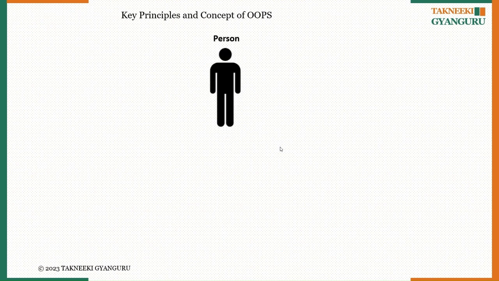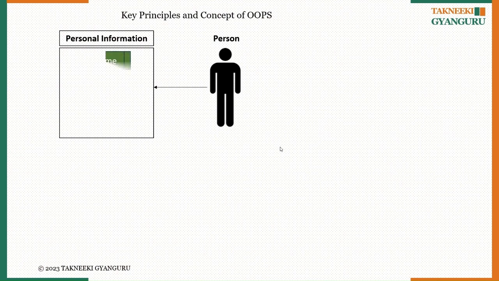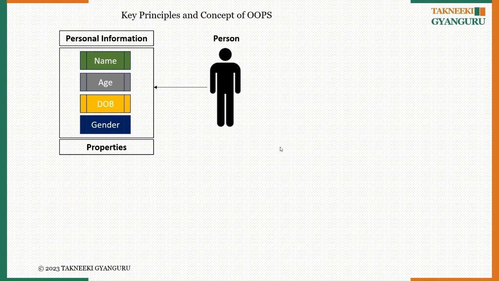A class is a template or blueprint that contains methods and properties. So let's have a real example. That one person should have some personal information like name, age, date of birth, gender. This personal information is called properties.